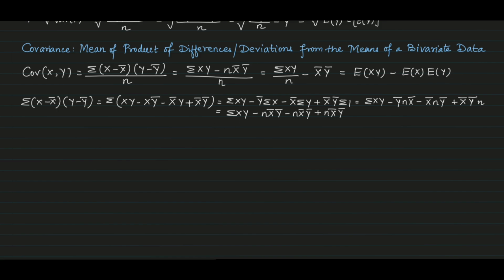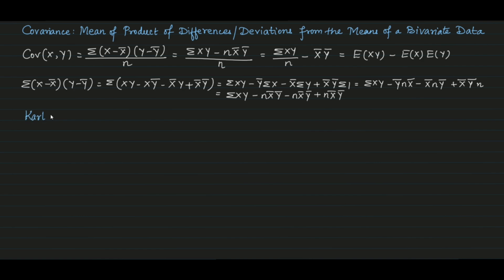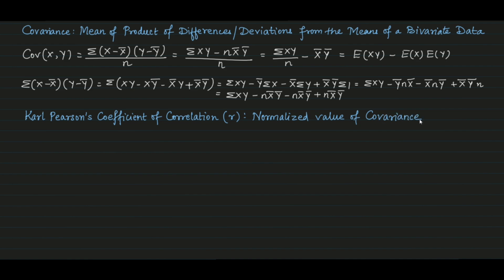Next, we move into Karl Pearson's coefficient of correlation, or simply coefficient of correlation, denoted by small r, is the normalized value of covariance. When I mean normalized value of covariance, I simply divide covariance by the respective standard deviations.